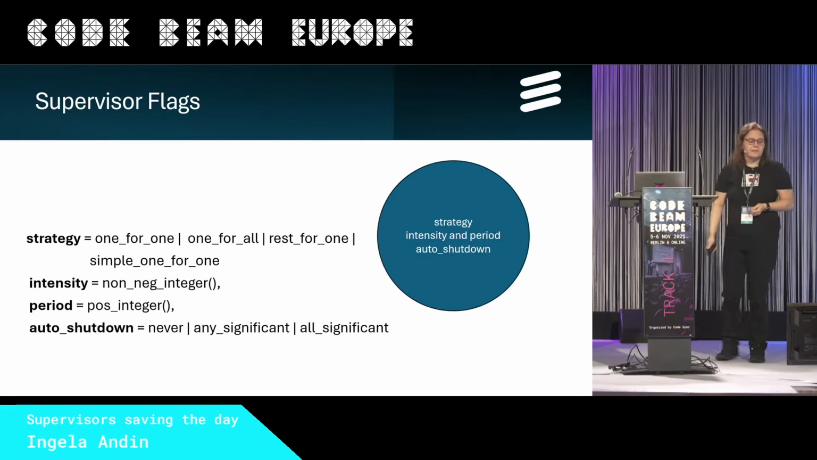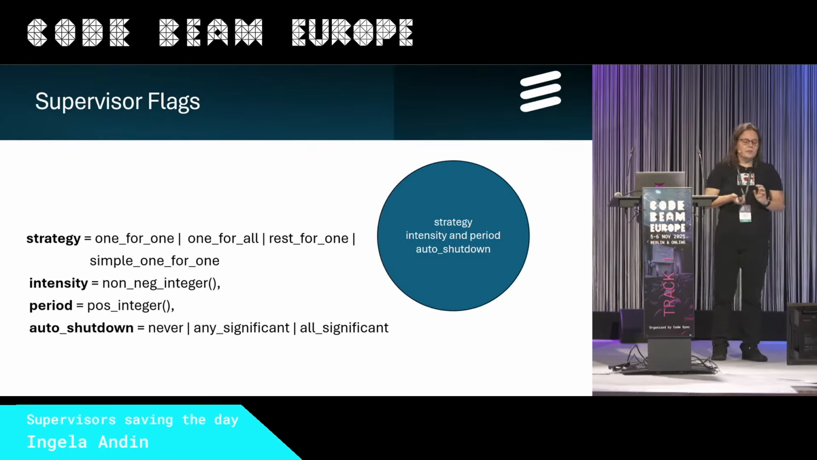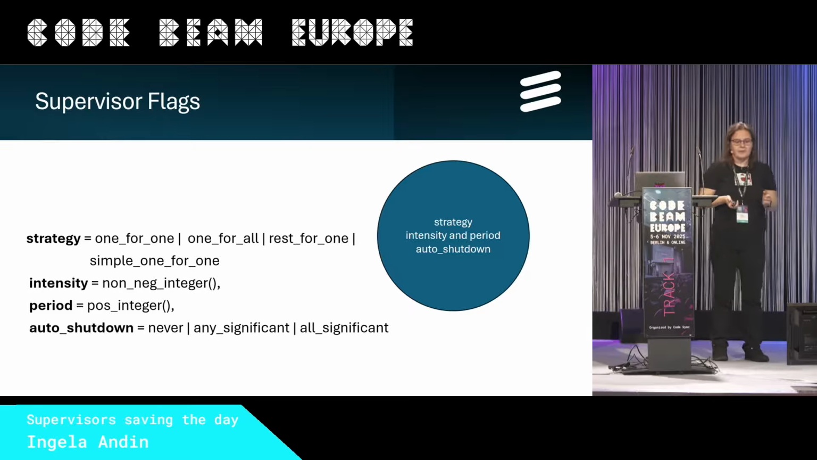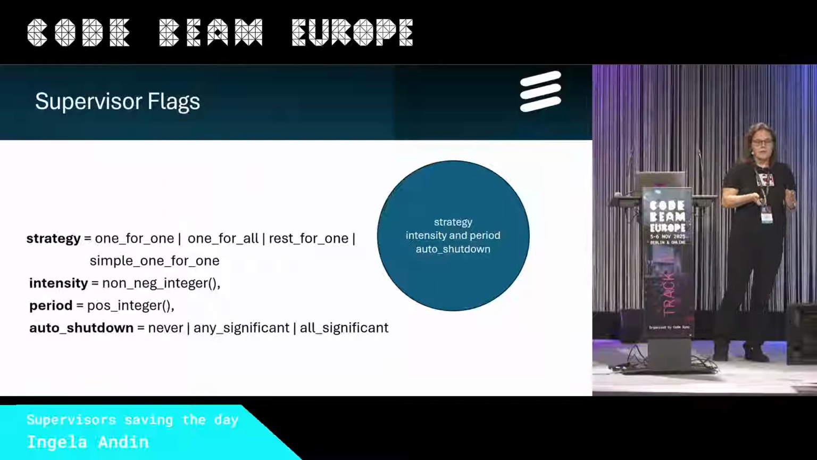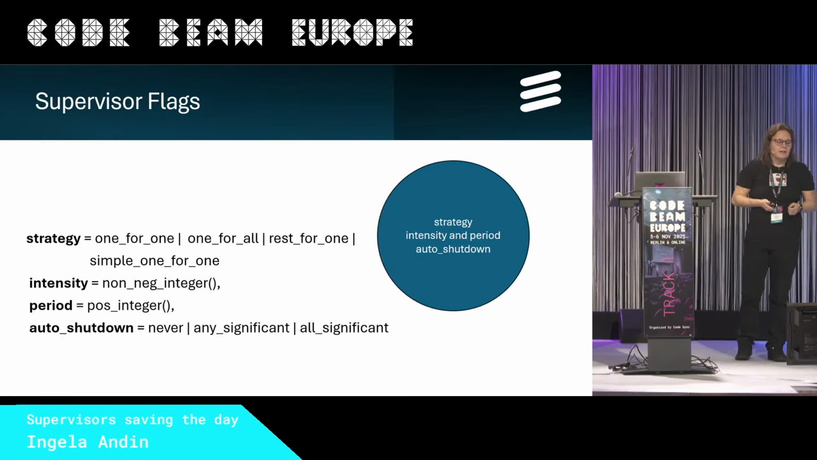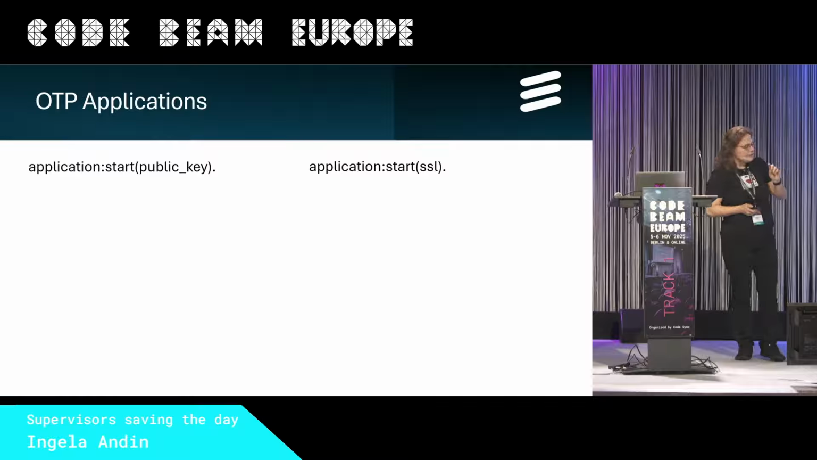And there's also some supervisor flags that define how your supervisor is going to work. And it has an intensity period. So if you need to restart the child too many times within this period of time, probably restarting only this process is not going to help our problem. So then we need to escalate this higher up in the supervision tree. The auto shutdown, I will get back to that later, and now we're going to talk strategies in a moment.